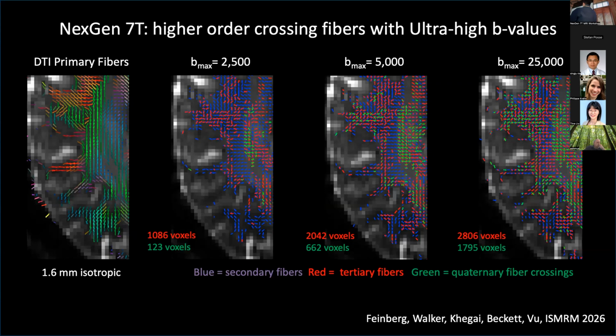Red is the third crossing fiber, and green is something that people never bother to model because they never had enough data to do it, but now we can. So this is the fourth order crossing fiber. And you can see with the standard b-value of 2500 max, you can get plenty of secondary crossing fibers and some third order, but almost no fourth order crossing fibers. But when you take advantage of the NexGen 7T to get these higher and higher b-values, you can see that you can pull out this really cool information. You could probably get fifth order crossing fibers, I just haven't put that in the model yet, but this gives you a flavor of how much information you can get and how much SNR is available even at this 1.6 millimeter whole brain resolution.